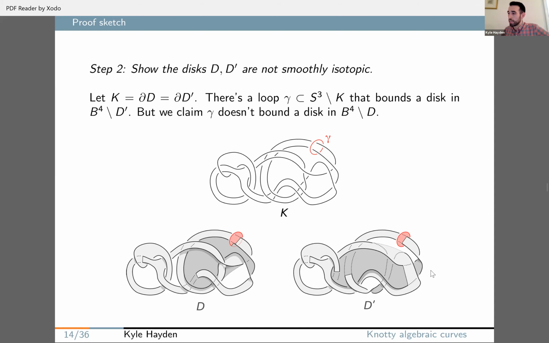And why does it bound a disk in the complement of one of the larger disks? Well, if we look down here on the right, the red disk bounded by gamma is just going to have a simple ribbon intersection with the larger gray disk. So when I push things down into the 4-ball, I can clear that ribbon intersection. In particular, if I drop down past the index 1 critical point, the ribbon gets parted, and I can actually plug up that gamma with a disk. On the other hand, in the complement of D, there are these clasp intersections between the gray disk and the red disk, and those don't go away even when you pass the index 1 critical points. So intuitively, that's why we see a disk in the complement of D prime, but we don't expect to see one in the complement of D.